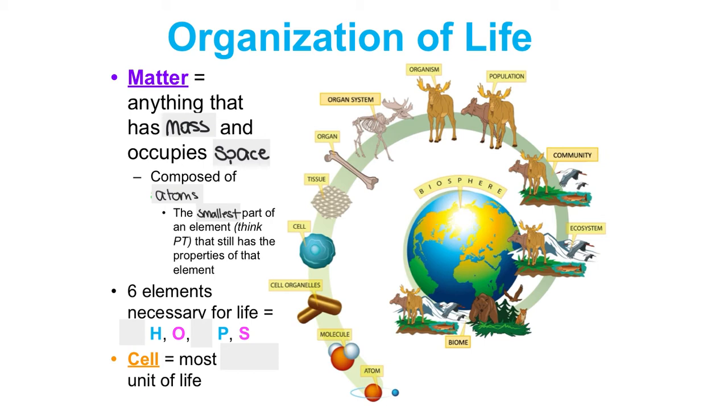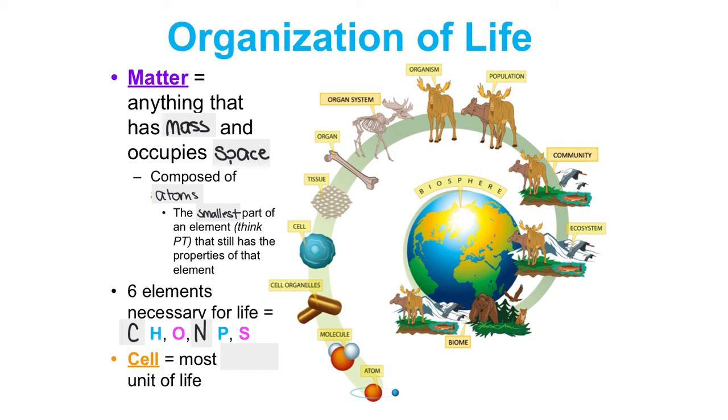So think of the periodic table. If we're talking about hydrogen, an atom still has properties of hydrogen. If we go any smaller, then we won't know that we're talking about hydrogen anymore. When thinking of the periodic table, there are 6 specific elements that are necessary for all living things, and those are C for carbon, H for hydrogen, O for oxygen, N for nitrogen, P for phosphorus, and S for sulfur.